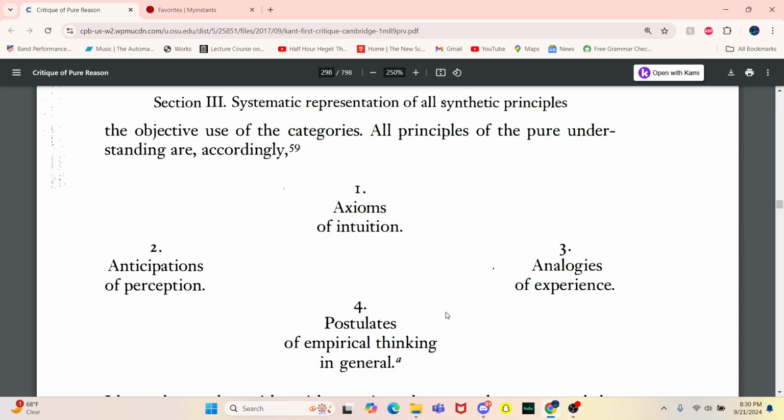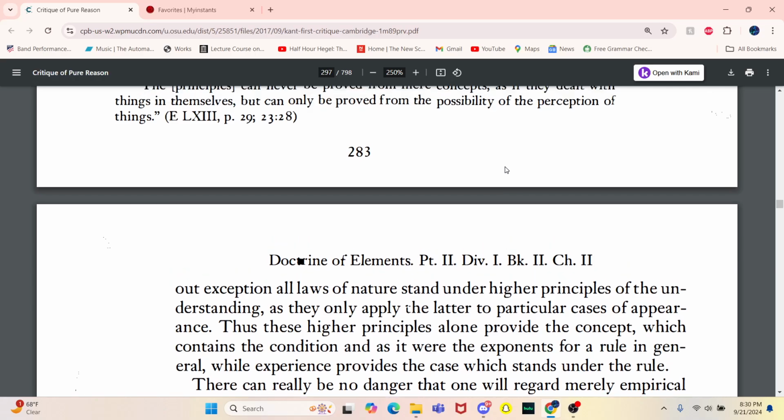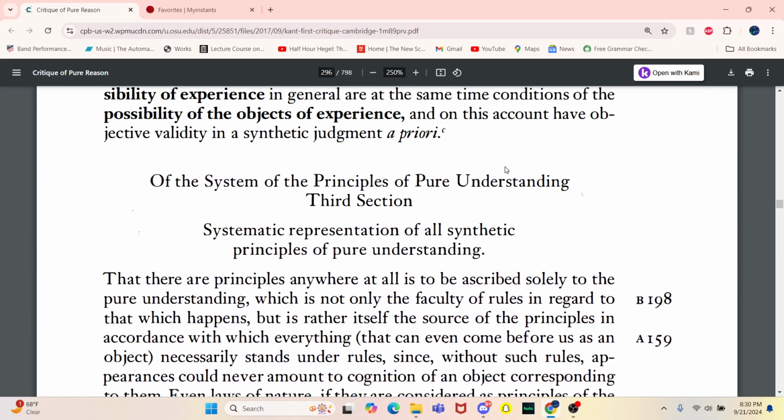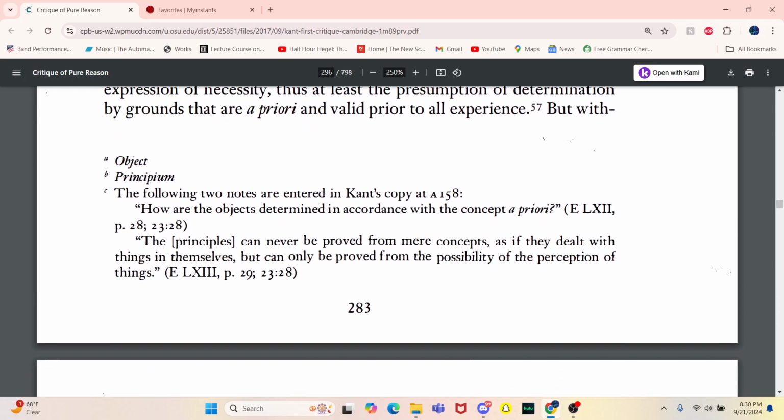We are in the transcendental logic part of the work, and in some sort of system of subsections. We're in section 3, systematic representation of all synthetic principles, which is important for understanding where we are, that title, and I'm going to let Patrick explain that in a second. Underneath that third section, we're in another subsection entitled Systematic Representation of All Synthetic Principles of Pure Understanding.